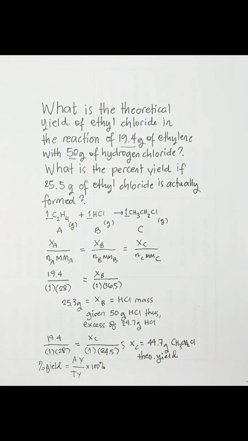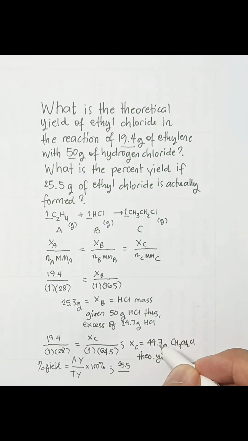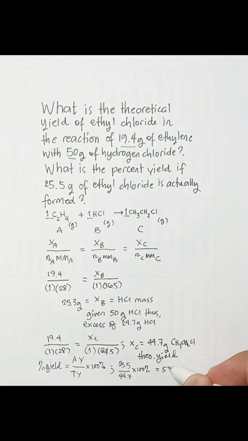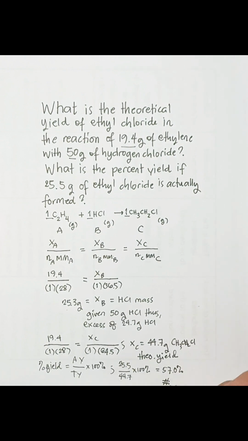The indicated actual yield is 25.5 grams. Substitute this to the actual yield and divide it by the theoretical yield, 44.7 grams. Multiply the quotient by 100%. This will give us 57.0% as percent yield.